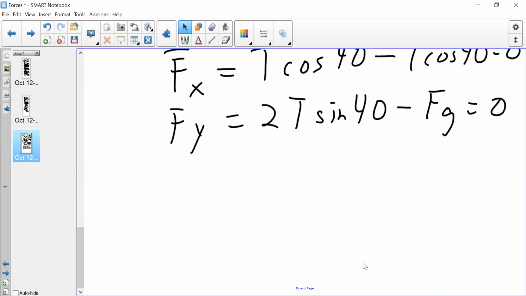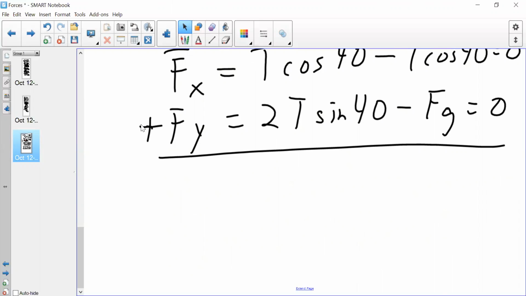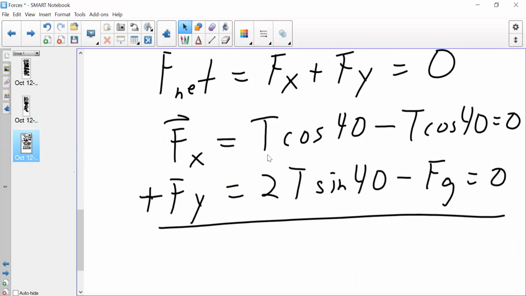So let's deal with the x-axis first. I know it's going to be F net. The reason why I like to do this is to show that this is a system of equations, that at some point you're going to be able to cancel T's out in order to get other stuff, because in principle this is just a system of equations.